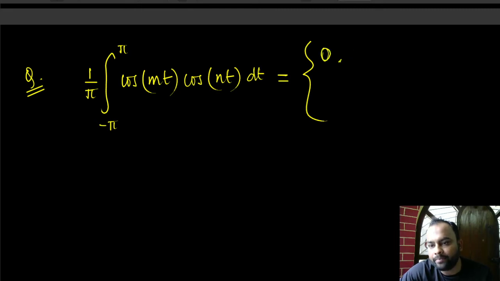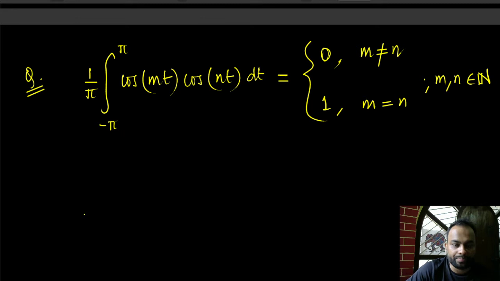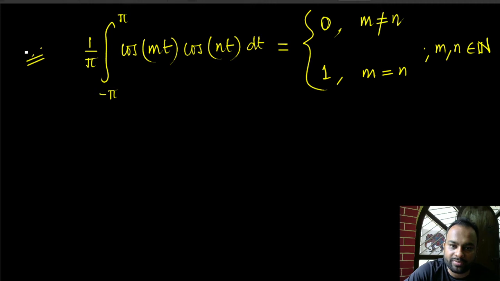If m is not equal to n, and this is again 1 if m is equal to n, and again m and n are both natural numbers. It's a very similar result. We did the same result with sine, right? It's exactly the same thing, but you can try that at home and let me know if you cannot derive this. So we have another expression. I would encourage you to try this at home.